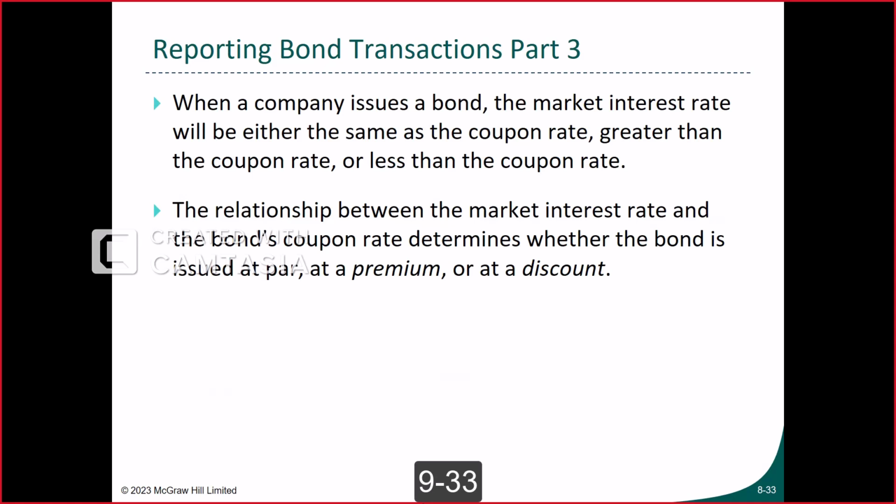When a company issues bonds, we have three possible situations. We may have a coupon rate which is identical to the market rate. Market rate is 6%, coupon rate 6%. We qualify this as issuance at par. This is a very theoretical situation. It almost never happens in reality. It is just used as an illustration for learning purpose, okay?